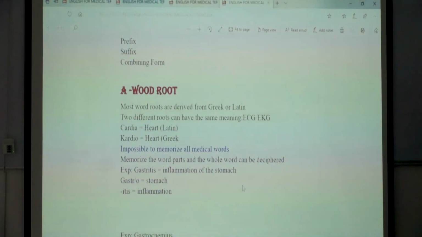I know it is difficult to memorize all the terms, but we can build experience to keep as much as we can from the terms. Memorize the parts, and the whole word can be deciphered. Example, gastritis. Gastritis is formed from two parts, the root and the suffix.